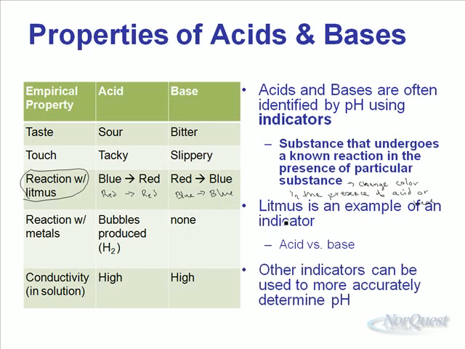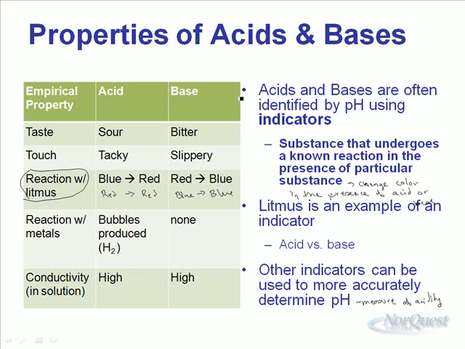Other indicators can be used to more accurately determine pH, and pH is really a measure of acidity. So, litmus paper will tell you if something's an acid or a base, but it won't tell you how acidic or how basic a substance is.